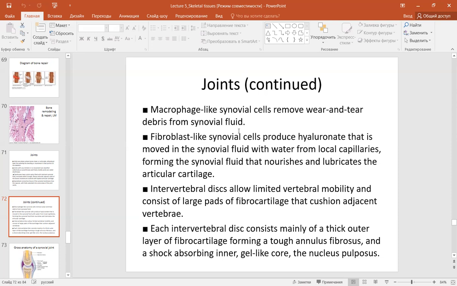Intervertebral discs allow limited vertebral mobility and consist of a large pad of fibrocartilage that cushions the adjacent vertebra. Each intervertebral disc consists mainly of the thick outer layer of fibrocartilage, forming a tough annulus fibrosus, and a shock-absorbing, water-rich inner gel-like core, the nucleus pulposus.